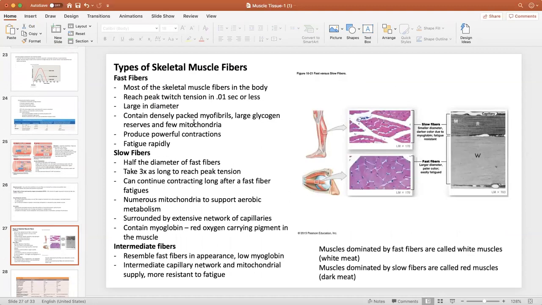And the different muscle fiber types, fast fibers here. We have fast fibers. These are large fibers. They produce fast, powerful contractions, and these use glycolysis.